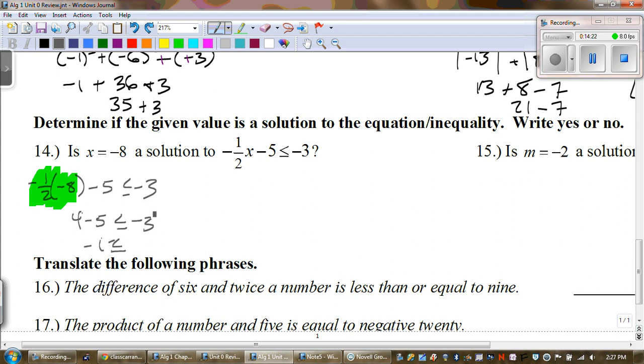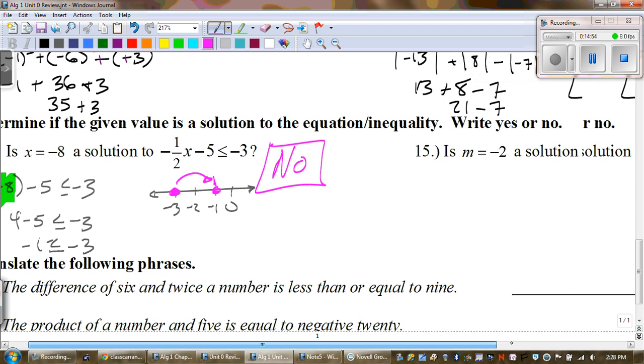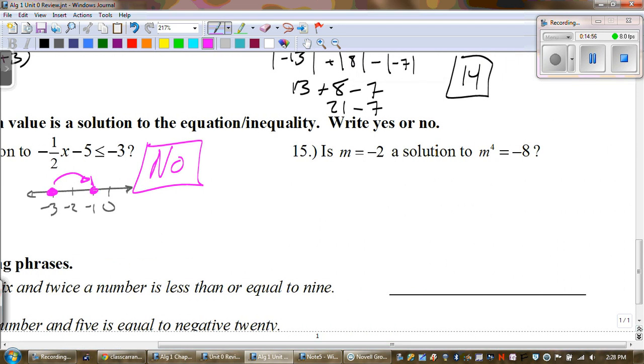So here's a question. Is -1 less than or equal to -3? There's -3. There's -1. -1 is actually to the right, which means it's greater. Okay, so it's greater than -3. So is it a solution? The answer, no.